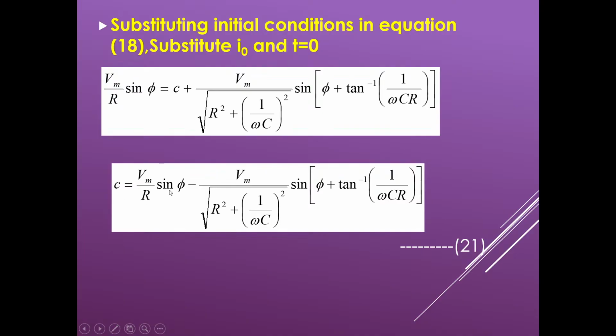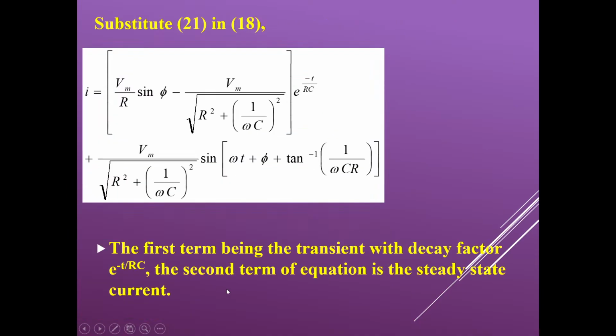C is equal to Vm sin phi minus Vm by root of R square plus (1 by omega C) square, sin(phi plus tan inverse of 1 by omega RC). Consider it as equation number 21. So we have got an expression for C. You can substitute this C in your main solution of the current, substituting 21 in your equation number 18. This is what you will get.